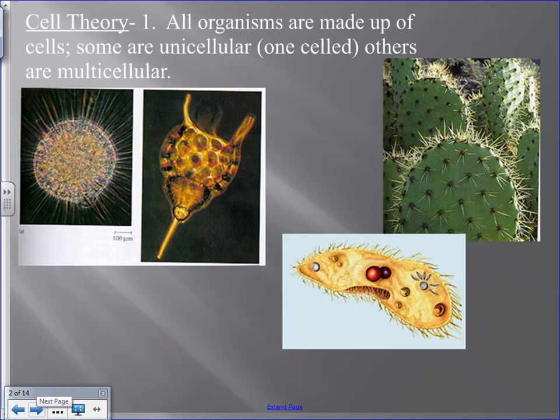Points of the cell theory. The first point of the cell theory is very much like the first point of the atomic theory. All living organisms are made of cells. If something is alive, it has cells.